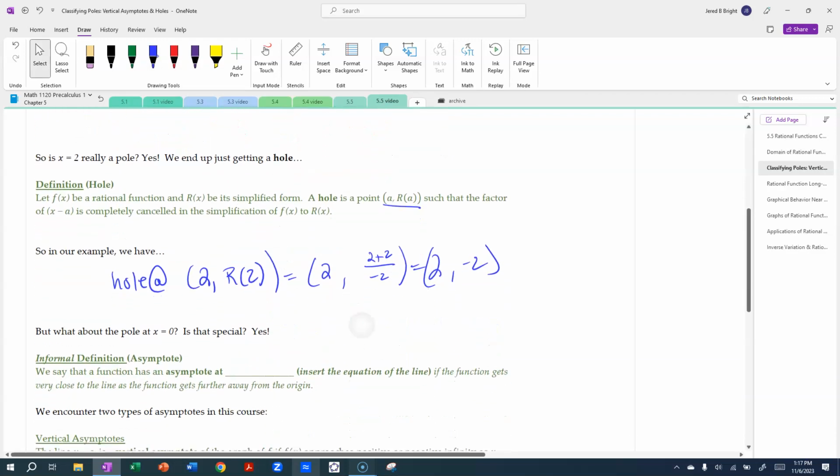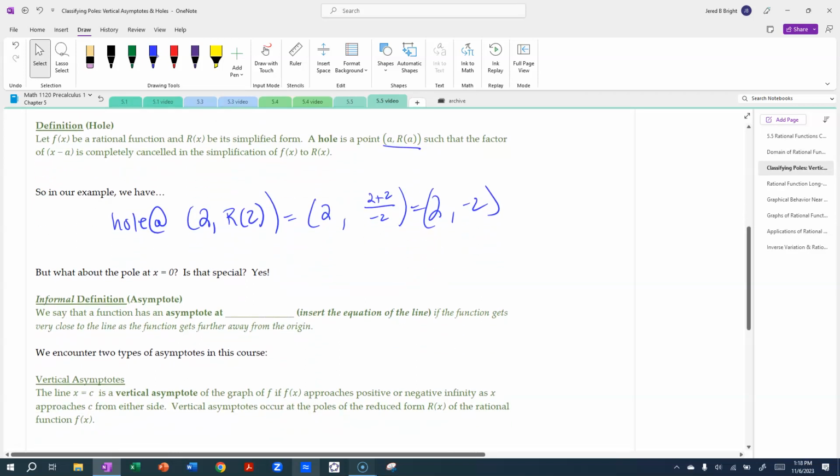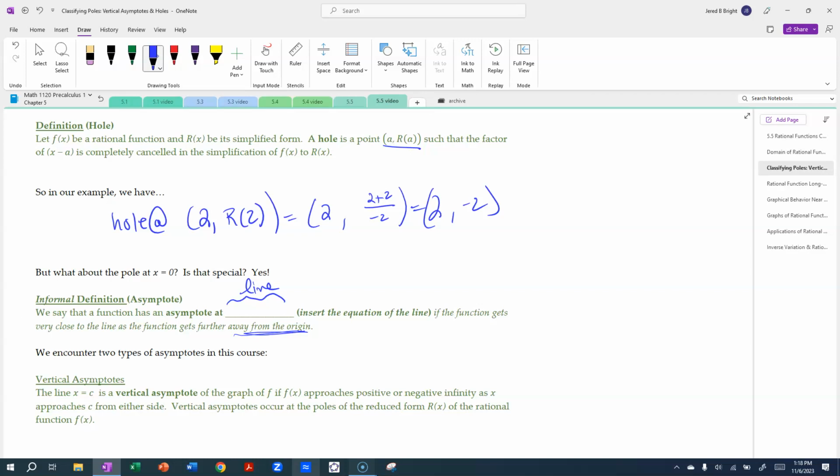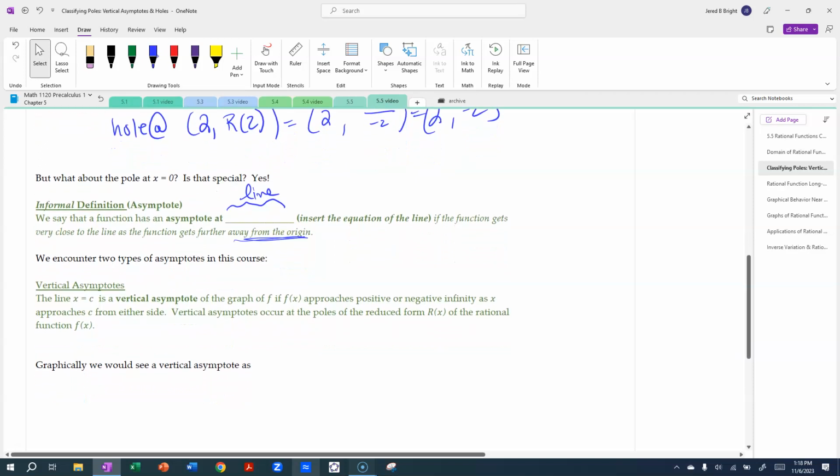And then what about 0? What happens there? Well, there's not another fun name for that other than it's called an asymptote. Informally, when you think about an asymptote, all it means is it's a line that you approach in the long run. I should actually clarify, this is some line that you get close to as you get away from the origin. Locally near the origin, weird things can happen, but in the long run, as you get away from the origin, you get close to this line, this asymptote.